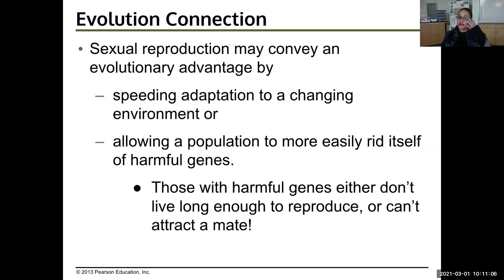Sexual reproduction has an advantage when speeding adaptation to a changing environment or allowing a population to more easily rid itself of harmful genes. Normally, when an organism has harmful genes, it does not get to reproduce. So that gene just dies out with that organism. They can't attract a mate, they can't reproduce, they don't have the right body parts, they don't have the right cells. Nature finds a way to make sure that organisms with detrimental genes don't pass on those genes to offspring.